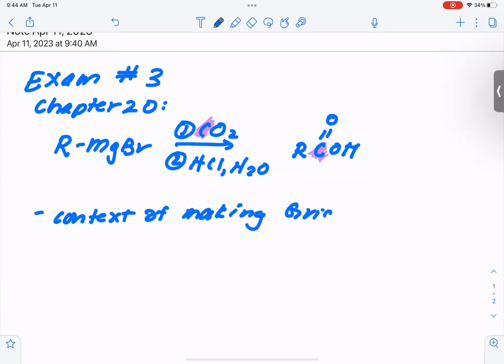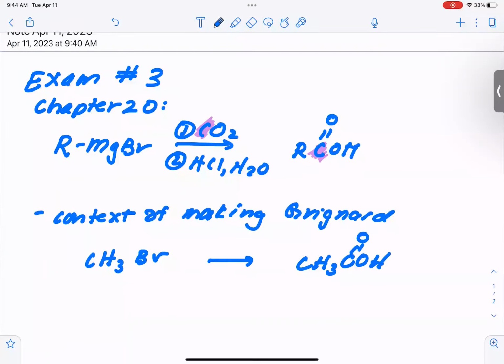I just want you to understand, this comes in a couple of different forms, right? So you could see this in the context of making the Grignard. And I'm giving you this because from a synthetic perspective, let's just say, and this is super simple, you have an alkyl halide, and you have to make that carboxylic acid, right?